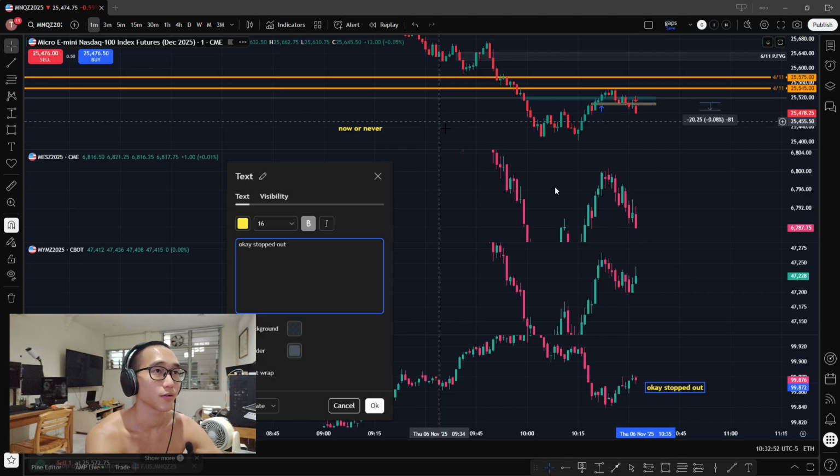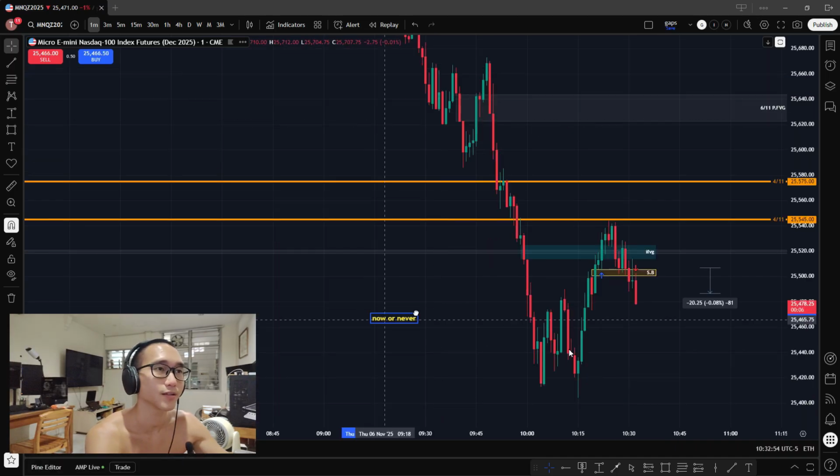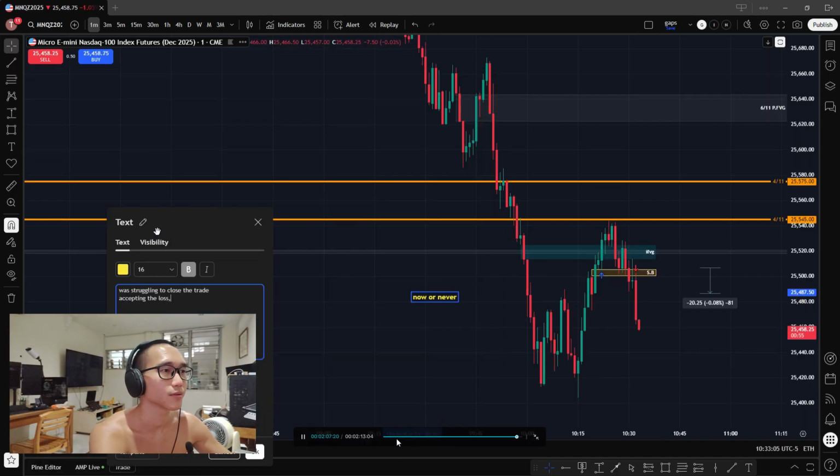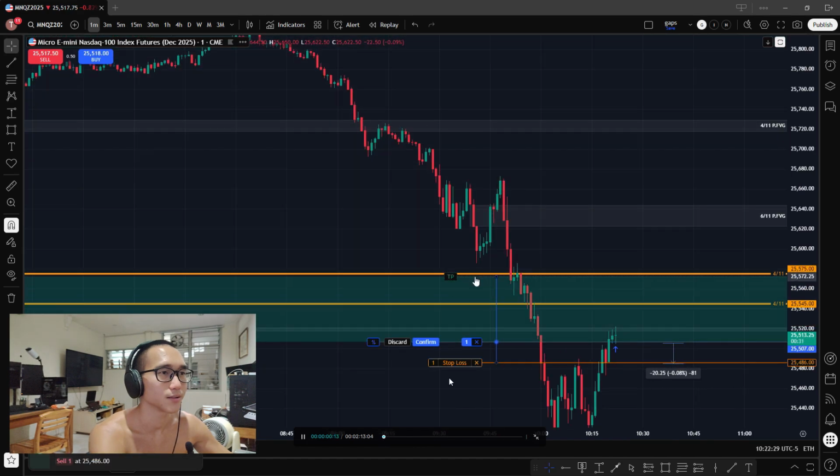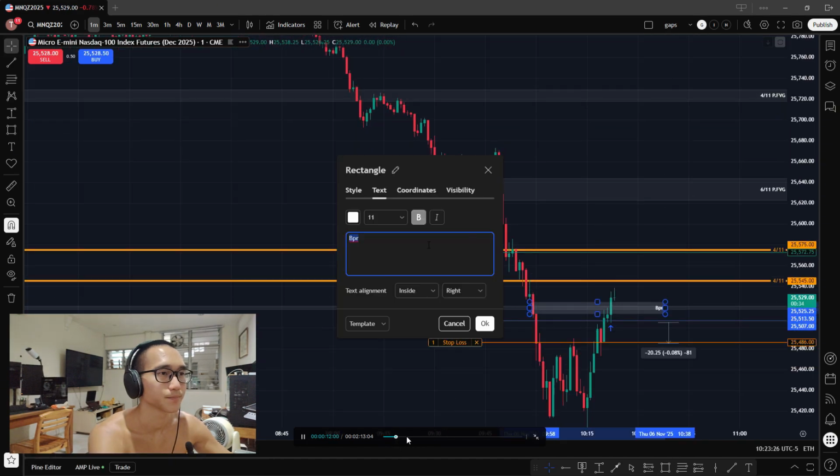So based on my understanding right now, if ES is doing one thing, Nasdaq is likely to follow it, in a perfect market. We do not care what Dow is doing because that is just made out of 30 stocks. It doesn't really carry much weight with it. You can see I got stopped out. So I want to talk about this entry right here.